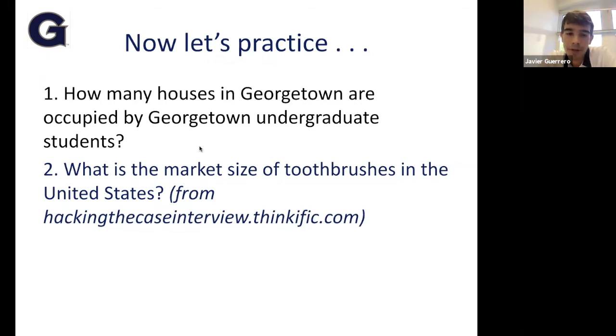Think about what variables we have here. We have market size: what does that mean? How do we capture that? Two, toothbrushes: what are toothbrushes? What do we include in that category? And the United States: are we looking at any geographic area? Are we looking at some individual states, regions, etc.?